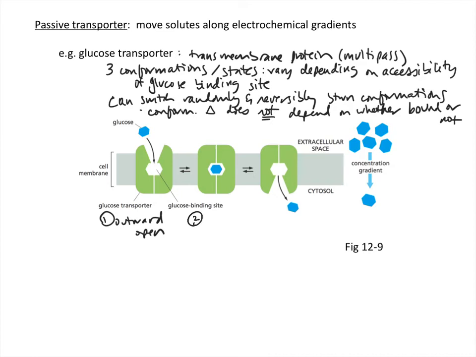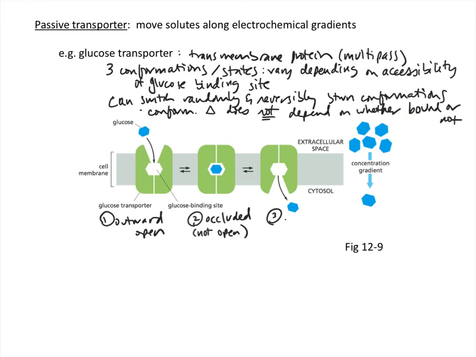So the second state is called the occluded state. Occluded is a word that means closed, and in other words, this particular state for the glucose transporter is closed or not open. And then again, whether or not the glucose is bound here, we'll go into the next state for the glucose transporter. In this case, it is bound, and then it opens inwardly.